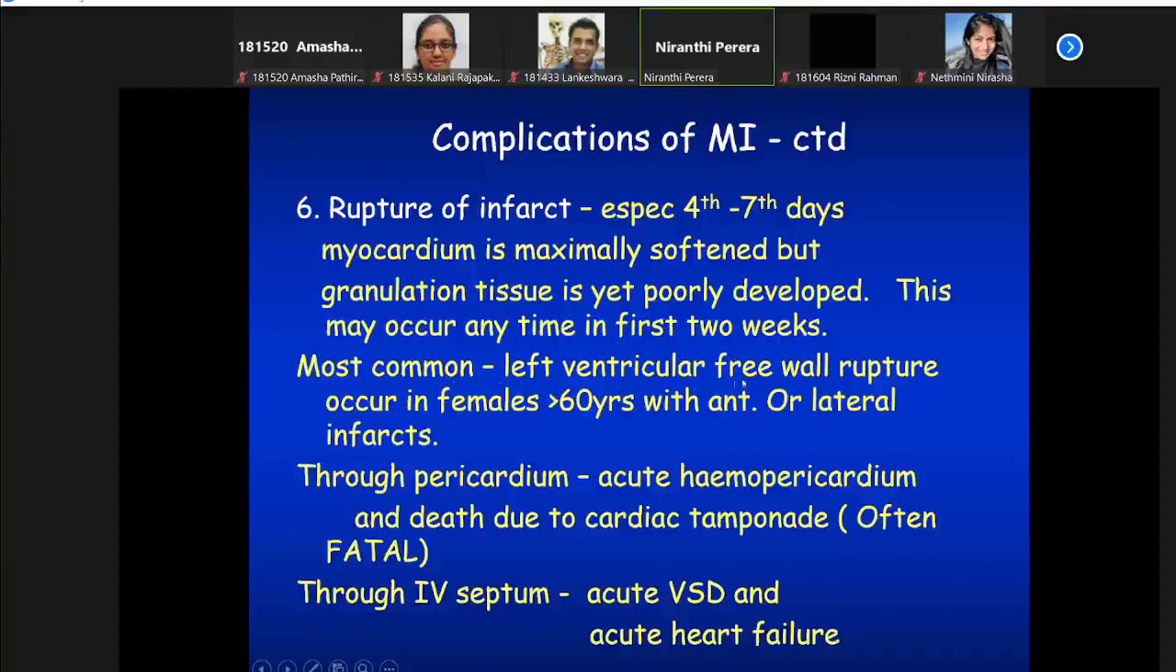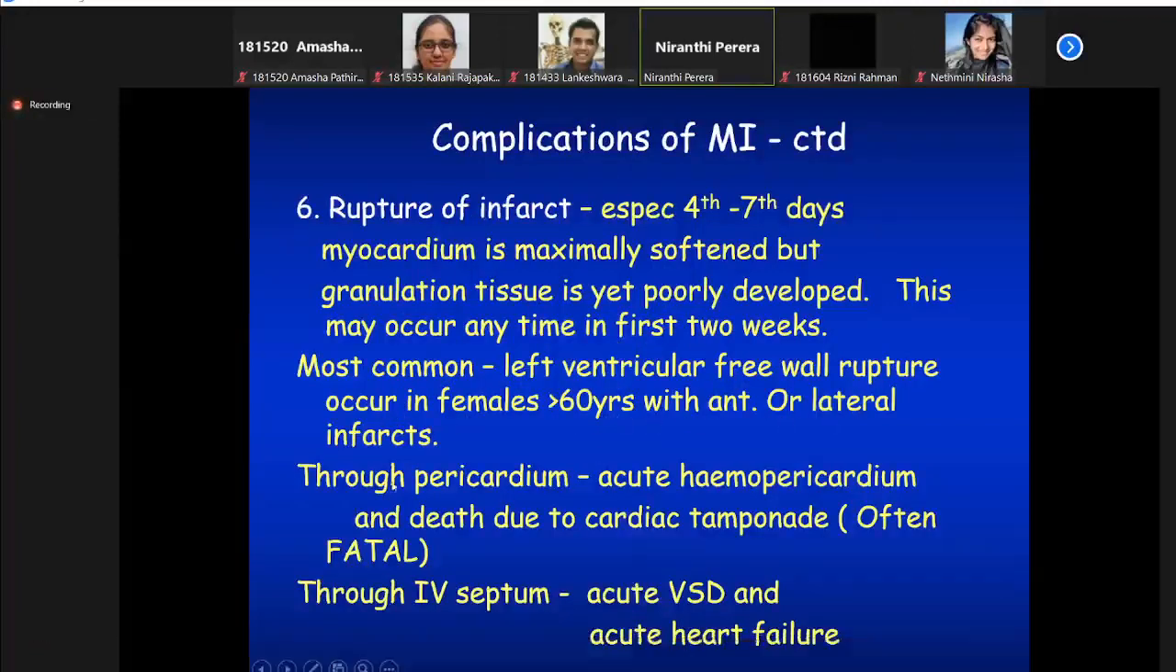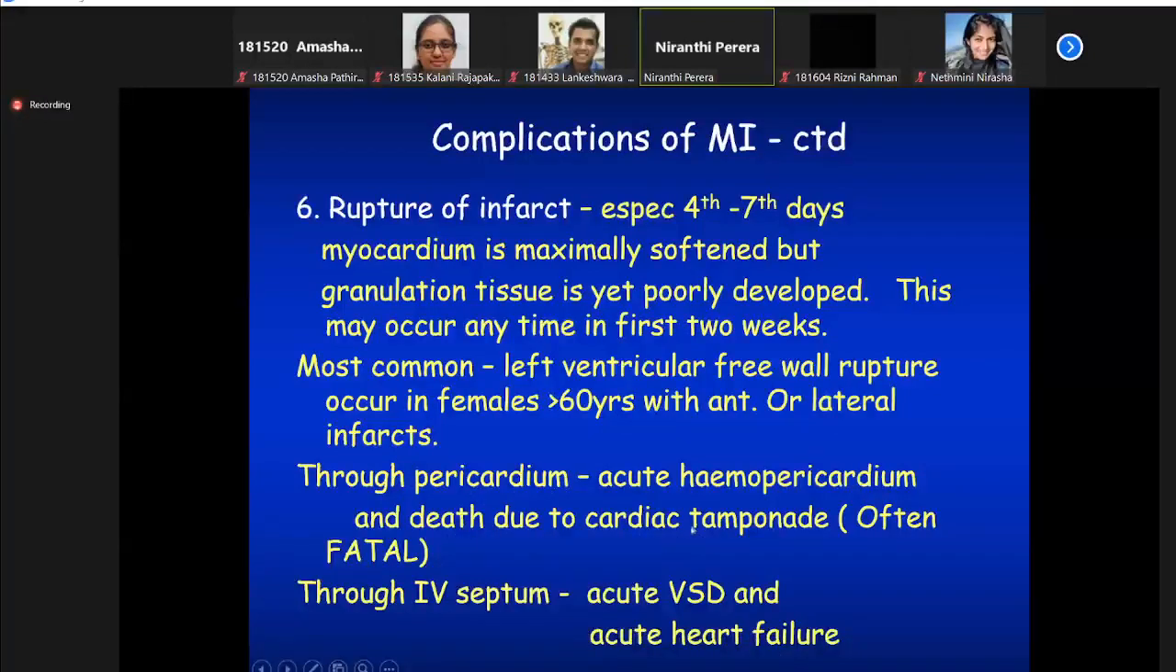Most common is left ventricular free wall rupture. It occurs in females over 60 with anterior or lateral infarcts. If it ruptures through into the pericardium, you can get an acute hemopericardium and death due to cardiac tamponade, because there is obstruction of the heart's contractility, often fatal. If it ruptures through the interventricular septum, then it's like having an acute VSD, and the patient can go into acute heart failure. So this is a very, very important complication.